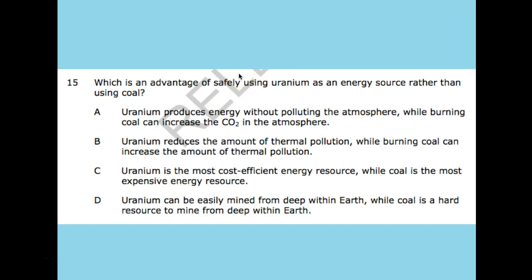So which is an advantage. You're looking for something good that can be a result. So we know that coal, since it's a fossil fuel, is going to lead to global warming. It's going to generate a lot of carbon dioxide. So that's probably what we're going to be looking at in the answer. So your answer is uranium produces energy without polluting the atmosphere, while burning coal can increase the carbon dioxide in the atmosphere. So this one is looking for an advantage of uranium over coal. If this had been looking at a disadvantage of using uranium for energy, of course, radioactivity and nuclear meltdowns would be disadvantages.